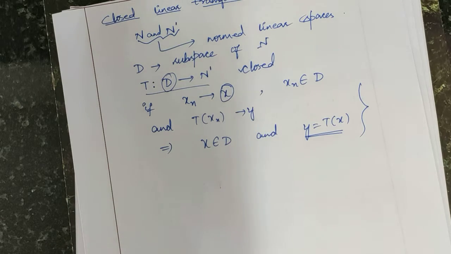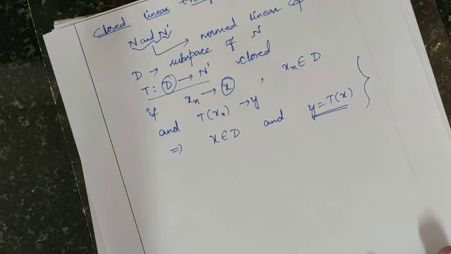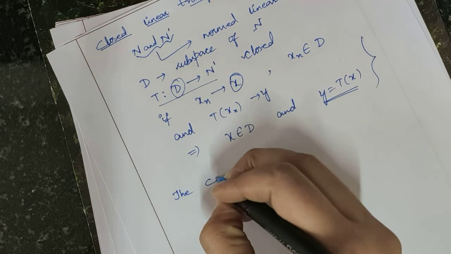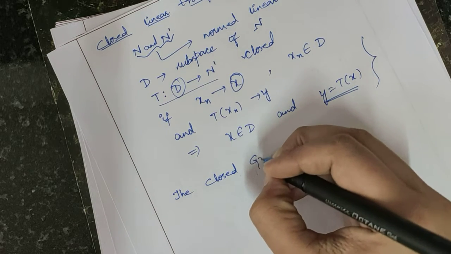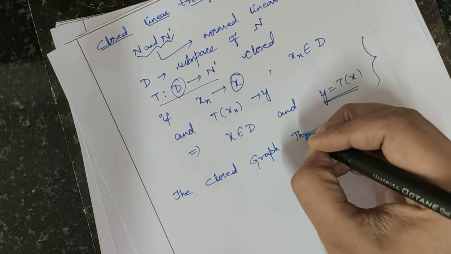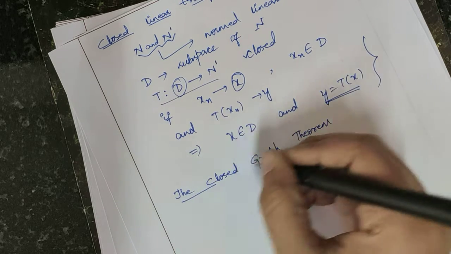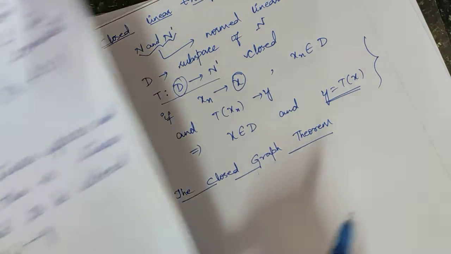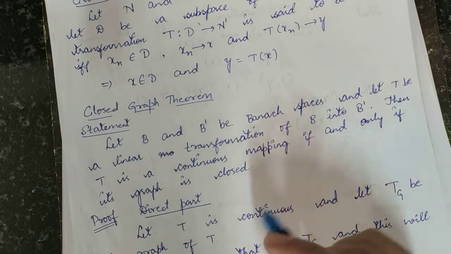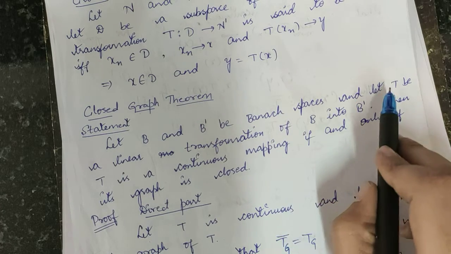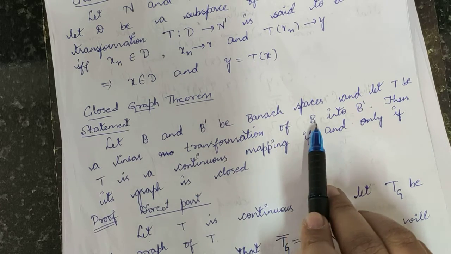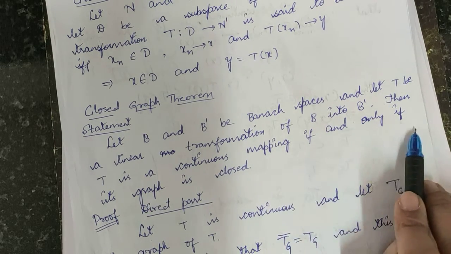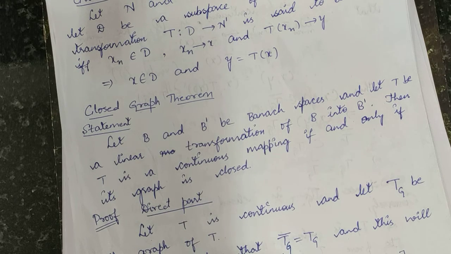Now, using these two definitions, let us prove one important theorem. The theorem name is the closed graph theorem. The statement of the theorem says: let B and B prime be Banach spaces and let T be a linear transformation of B into B prime. Then T is a continuous mapping if and only if its graph is closed.